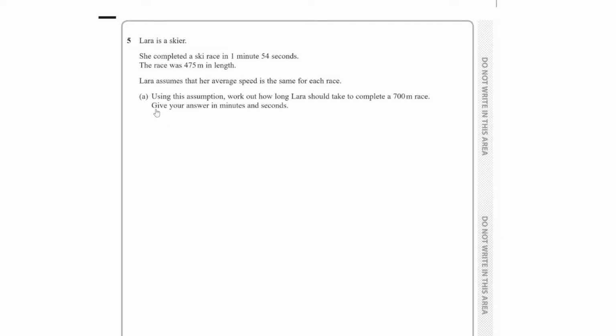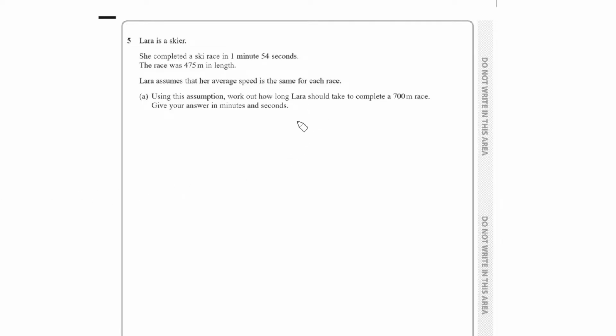Question 5. Okay, so Lara is a skier. She completed a ski race in 1 minute 54 seconds. The race was 475 meters in length. It feels a bit like it's upper and lower bounds, but it obviously isn't. It wouldn't be upper and lower bounds this soon into the question. So Lara assumes that her average speed is the same for each race. Using this assumption, work out how long Lara should take to complete a 700-meter race.